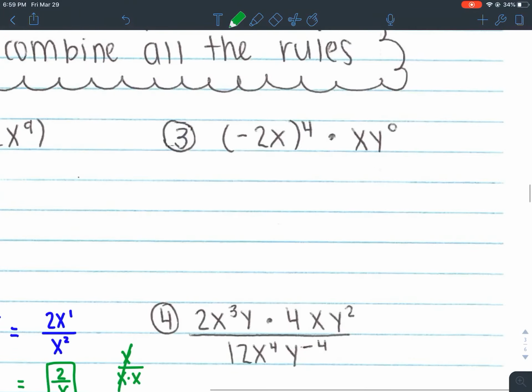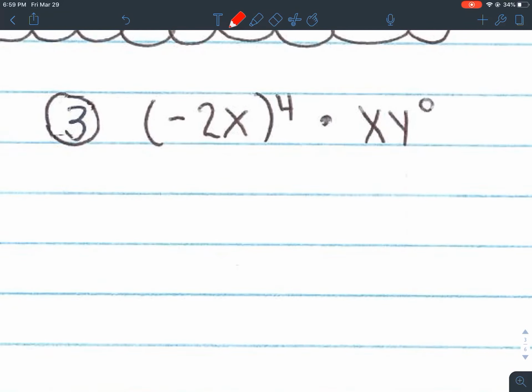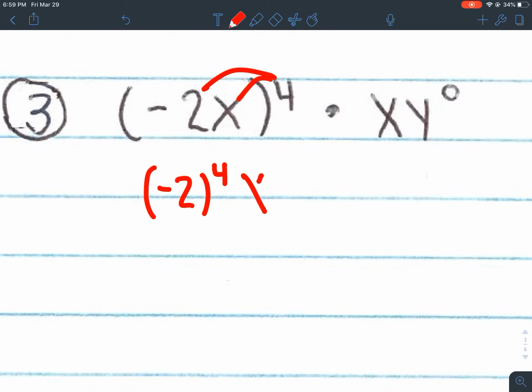Okay. Number 3. Let's go ahead and distribute that exponent of 4 to both terms. Negative 2. Make sure when you plug this in the calculator, you put it in parentheses, okay? When there's negatives involved, it's a tricky world. Okay. And then we have x to the 4th, and that's going to be times x, y to the 0.